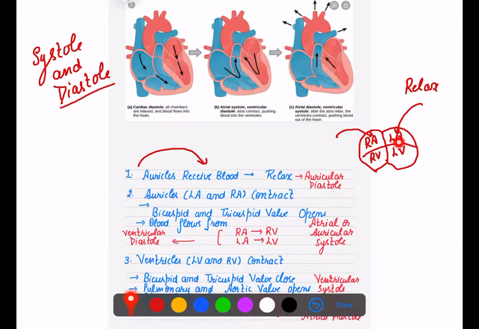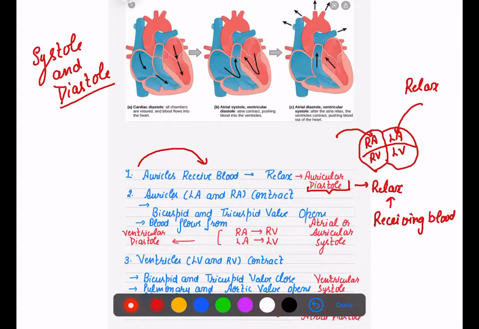Now who are relaxing? Atriums, they are relaxing. Auricles, they are relaxing. So they are known as auricular diastole. So always remember that this diastole word is used for relax, and when somebody relaxes, it means it is receiving blood. Clear? So when auricles receive blood, they relax.